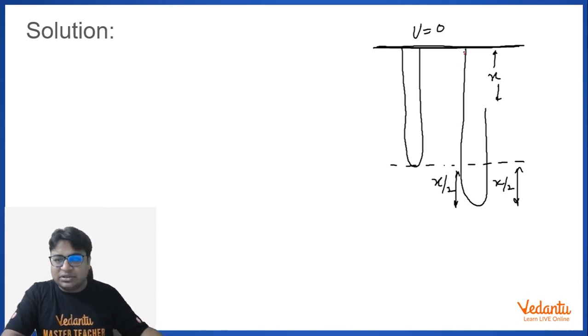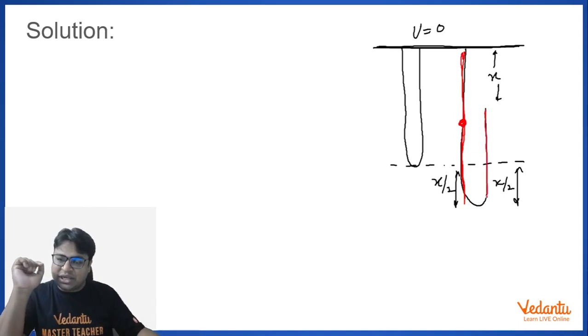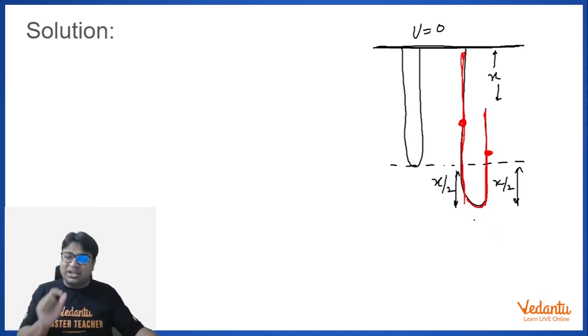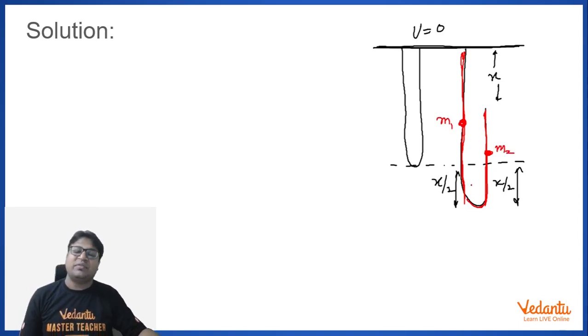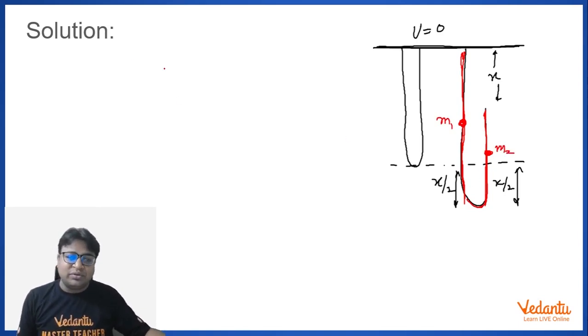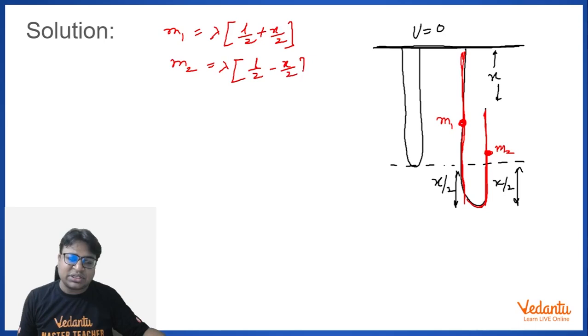So what I'm going to do, can we consider this as a straight rod, the center of mass of which would be somewhere here, and this again as a straight rod, the center of mass of which would be somewhere here, and this curved part can be ignored as it would be very, very little in size. So let me consider this to have a mass m1, this to have a mass m2. All right. So we can begin by writing the masses. So m1 would be lambda into L by 2 plus x by 2. Check this. Similarly, m2 would be equal to lambda into L by 2 minus x by 2.